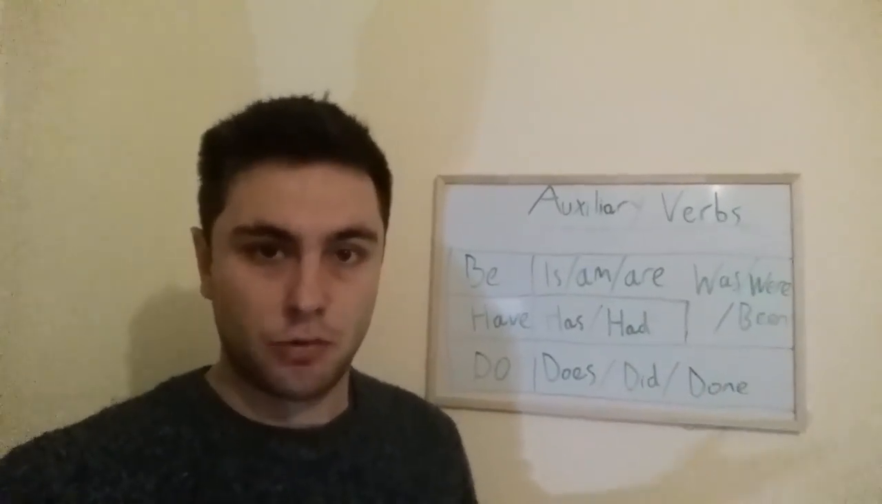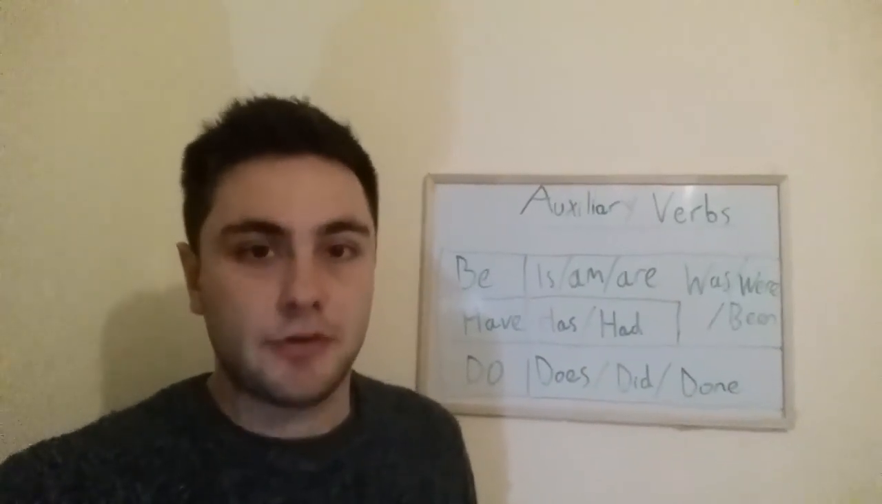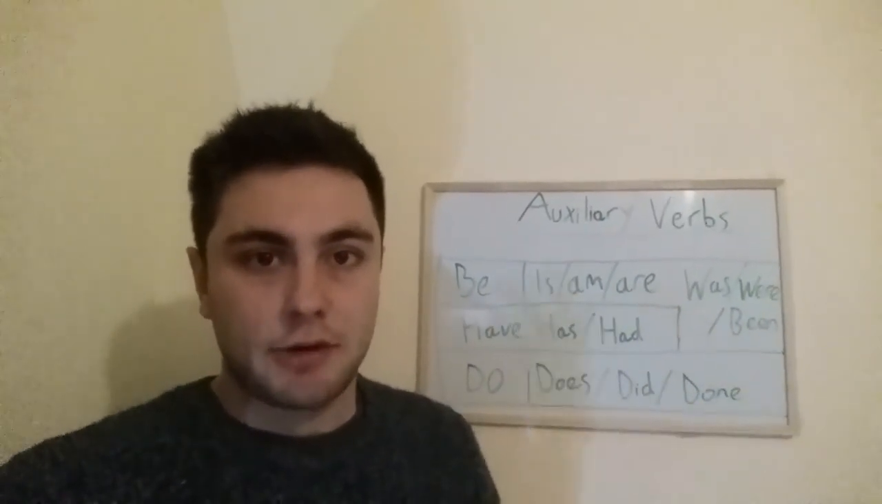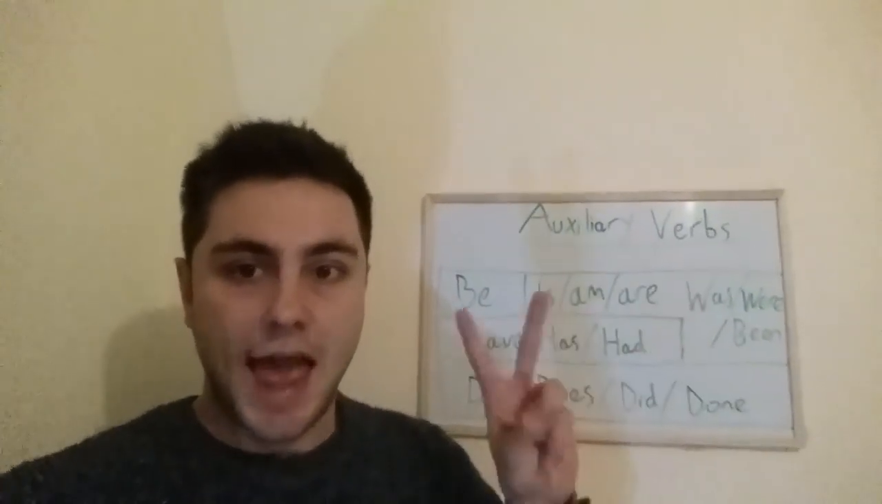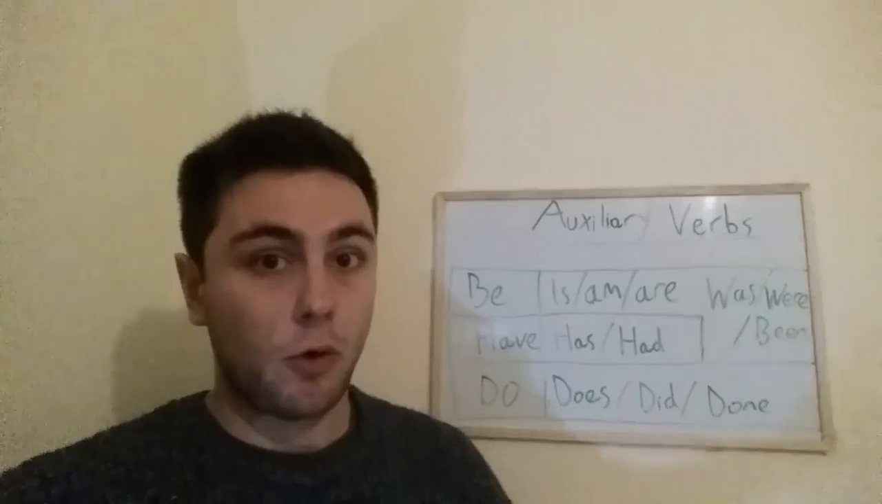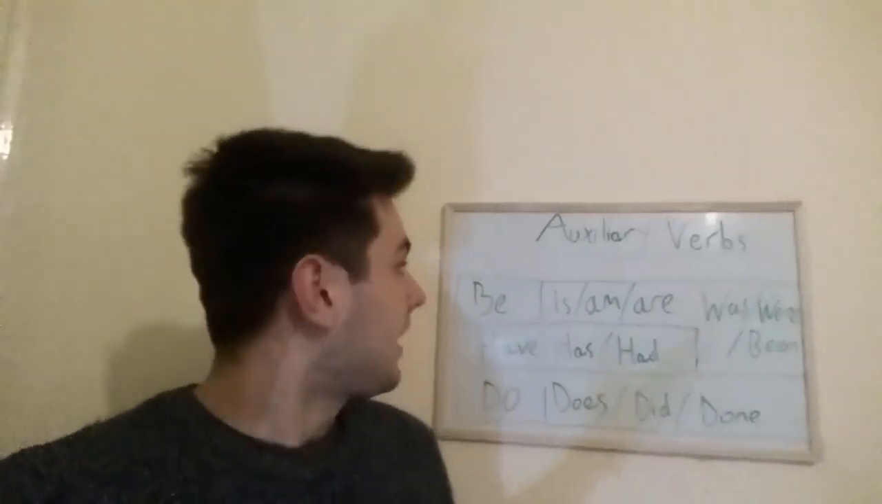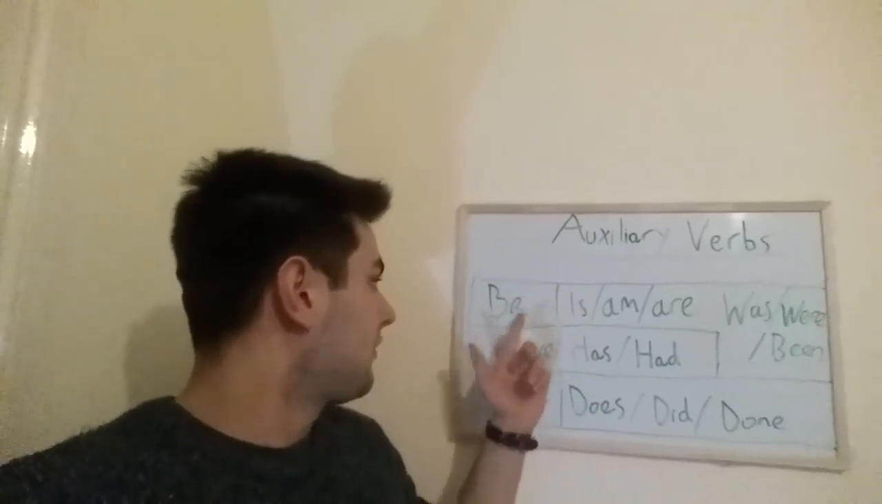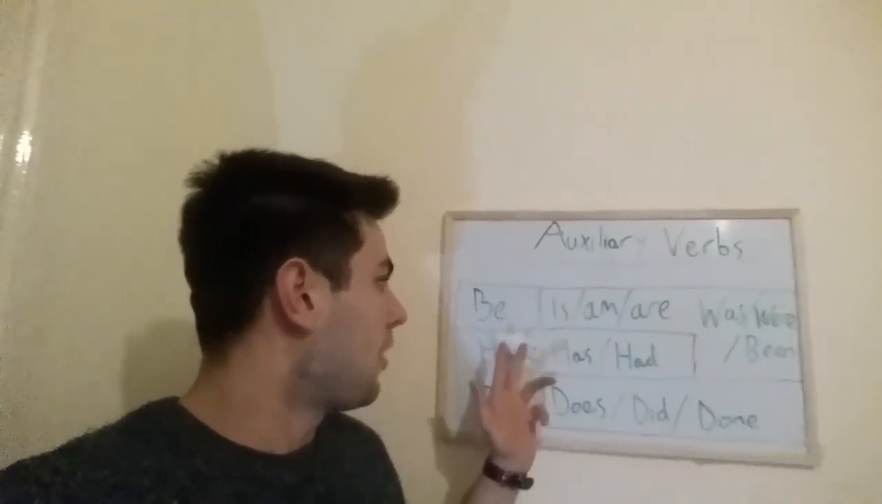So today I wanted to talk about the three auxiliary verbs, be, have and do. We use these auxiliary verbs very often in English. They often act as helping verbs, but they often act as main verbs as well. So as you can see, we have the three auxiliary verbs and all the other different versions of these verbs.